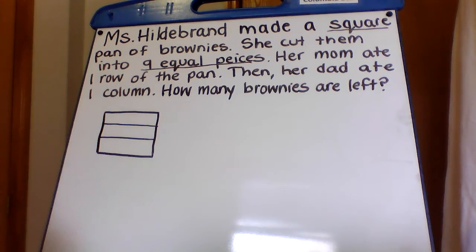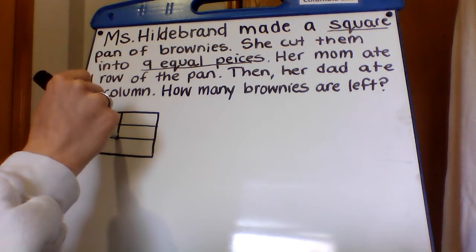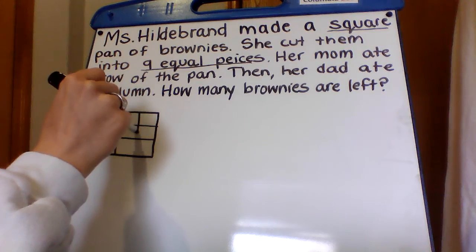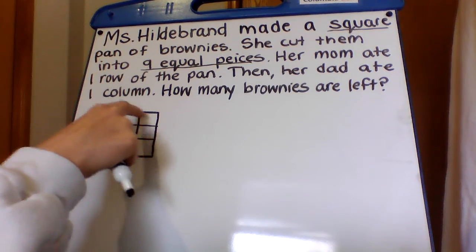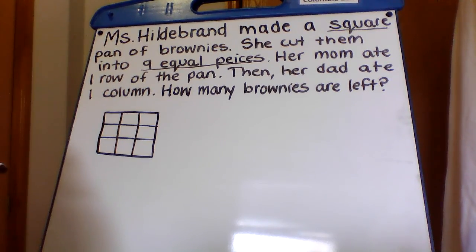There's going to be 3 rows, and if there's 3 rows, there's going to be 3 columns. And if you count 1, 2, 3, 4, 5, 6, 7, 8, 9, that is 9 brownies in that square pan that I made.